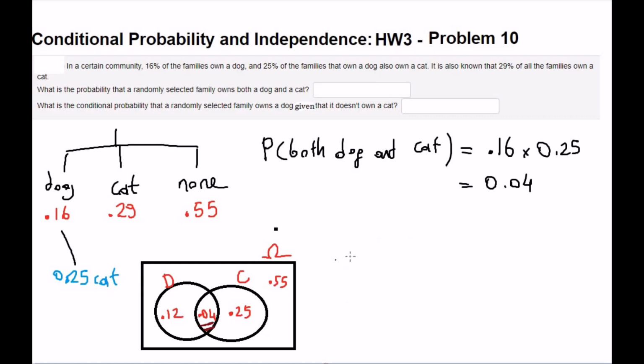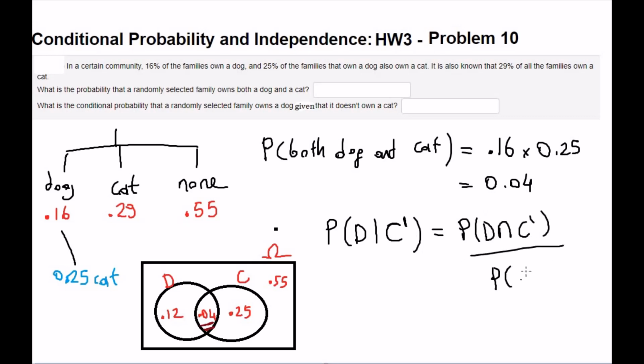Okay, second part of the question is asking what is the conditional probability that a randomly selected family owns a dog given that it doesn't own a cat? So it doesn't own a cat, so the complement of cat. By the definition of conditional probability, this is their intersection, the intersection of D and C naught, over the probability of C naught.